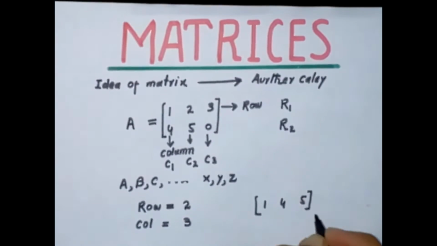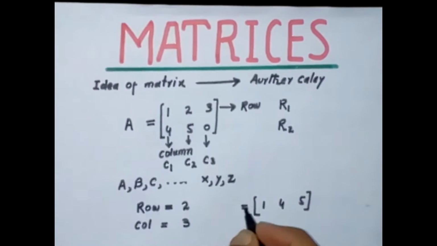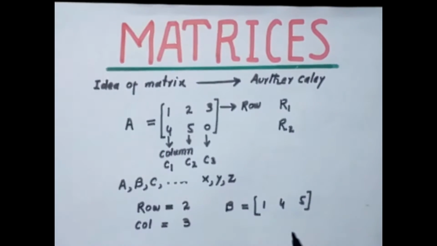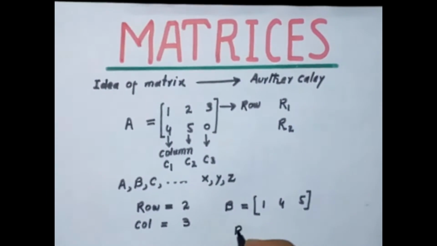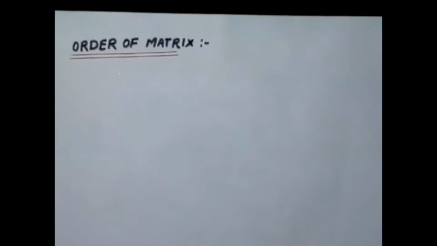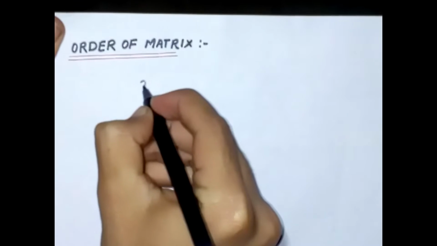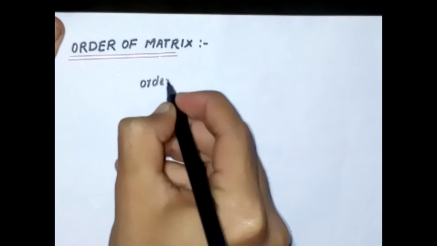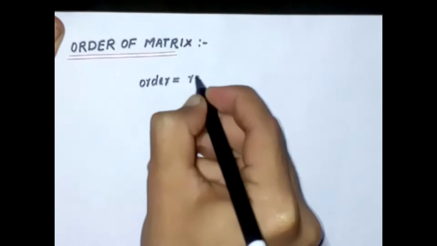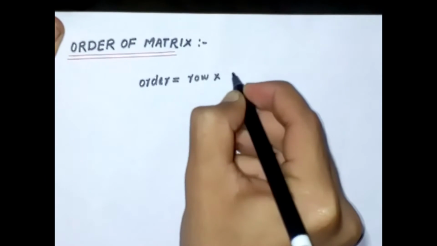Let's take another example. 5. Let's denote it by B. In this matrix we have 1 row and we have 3 columns. Now each matrix has its own order. Order of a matrix is defined as row cross column.